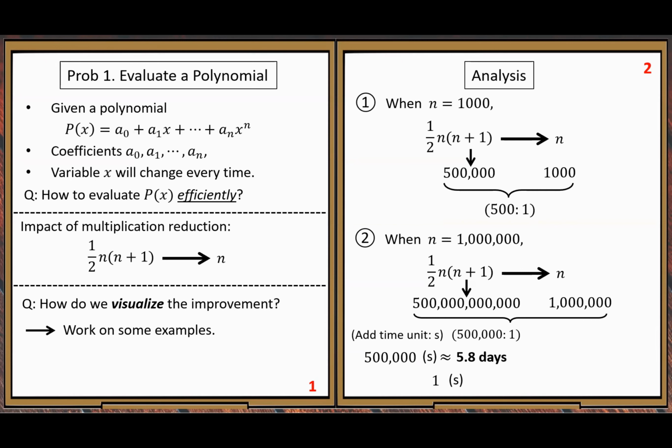5.8 days. 5.8 days. See? Now you can feel the huge difference, right? To do the same thing, you evaluate the same polynomial using 2 different algorithms: the brute force algorithm and the Horner's rule algorithm.